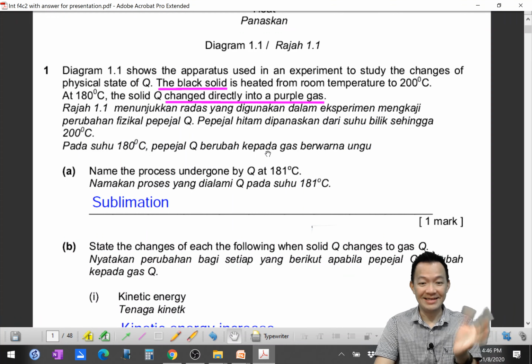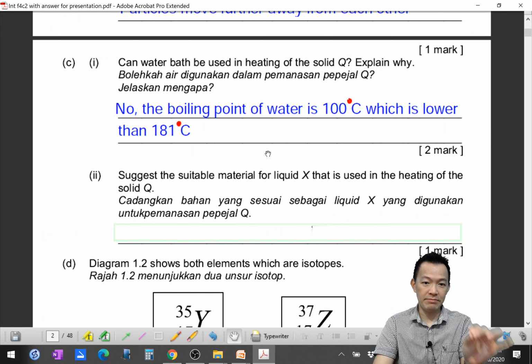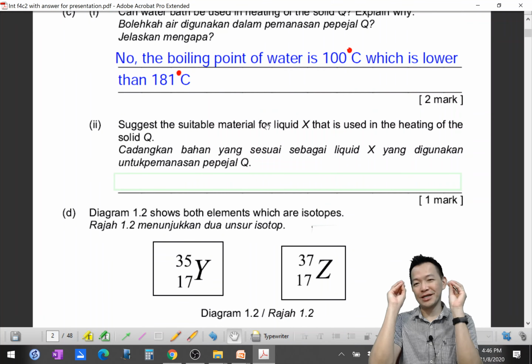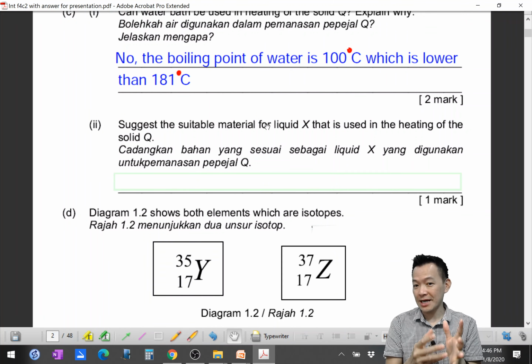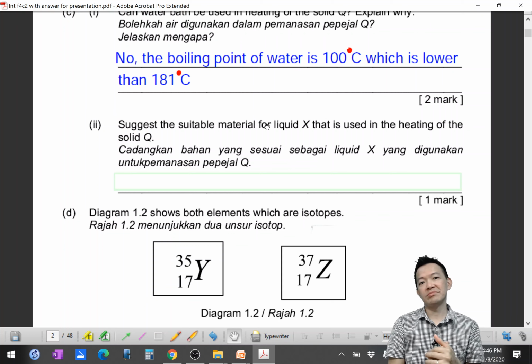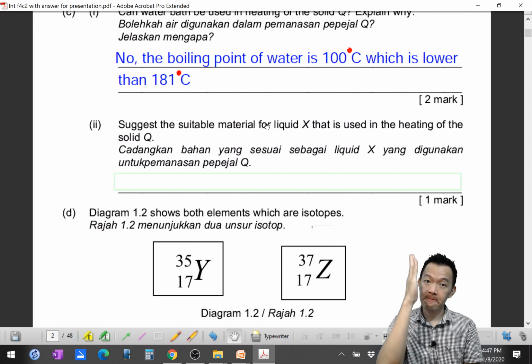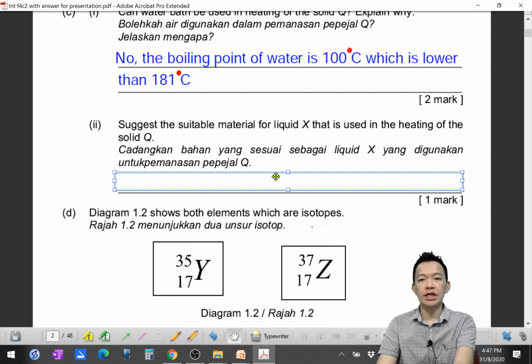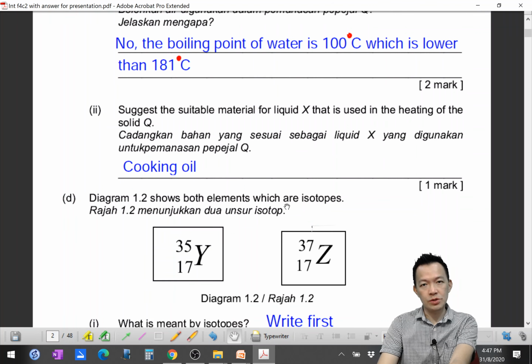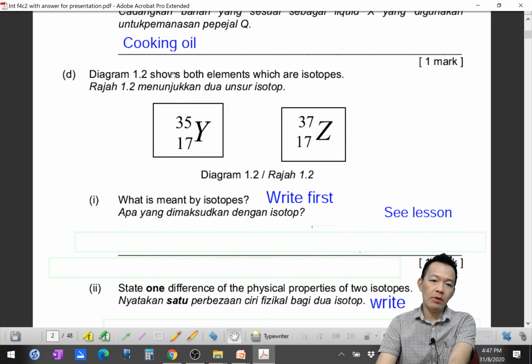寫啊，寫，不敢，沒有答案算錯了啊，OK？So 我不能等你 because this is not classroom. So 如果在 classroom 我走出去啊，5个可能有写，其實7個可能暫時還是空空的，因為他不敢寫。OK， so 水呢，cooking oil 炒菜油，它的溫度會比較高，高過100。Next, diagram 1.2 show both elements which are isotopes.